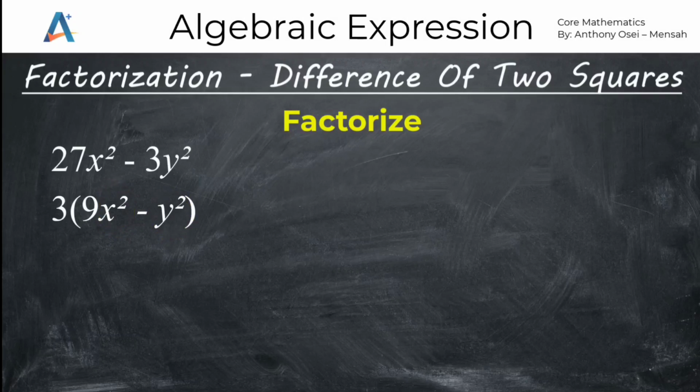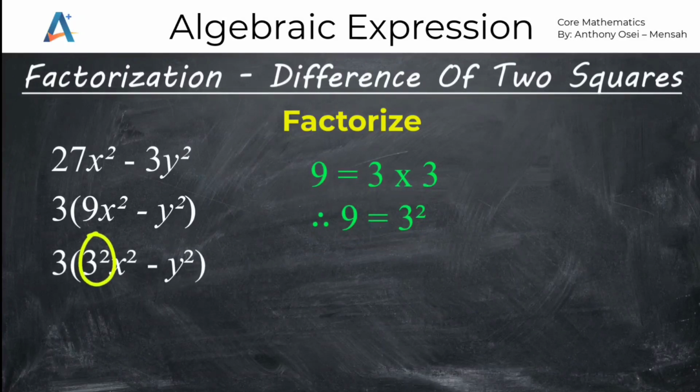So difference of two squares will be here. So we need to get it done. Now let's consider that. So 3, then we open the bracket. 9 can be 3 squared and then x squared minus y squared. So gradually we are getting there.